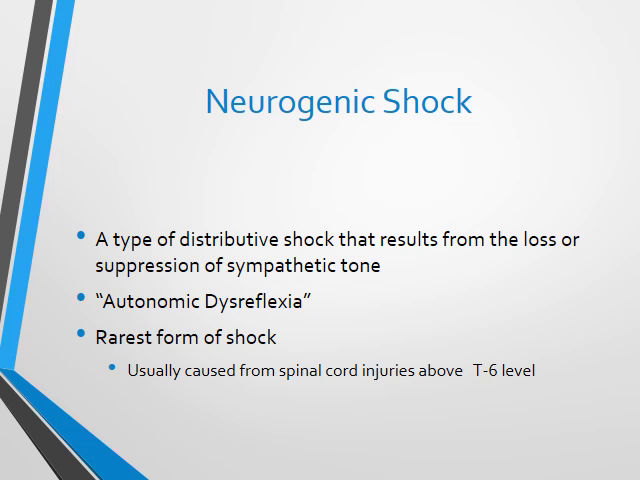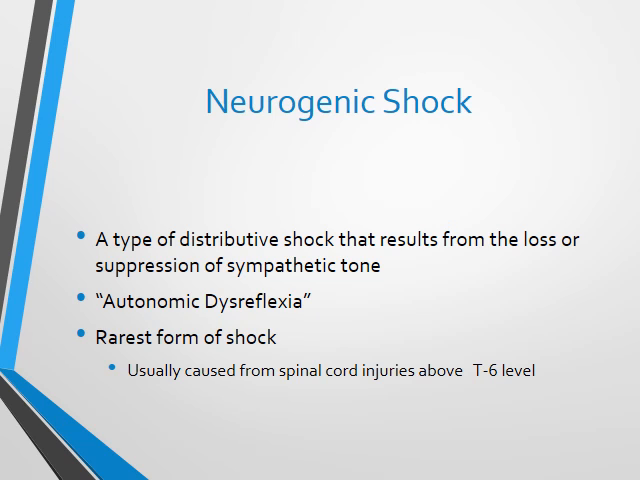All right, the next type of shock we're going to look at is neurogenic shock. There really isn't a ton of information on this, except that it happens when the patient loses or has a suppressed sympathetic tone. So their sympathetic nervous system has been shocked or traumatized, and typically it's from spinal cord injuries above your thoracic 6 level. So about the level of the carina and higher is where this injury can cause some neurogenic shock.